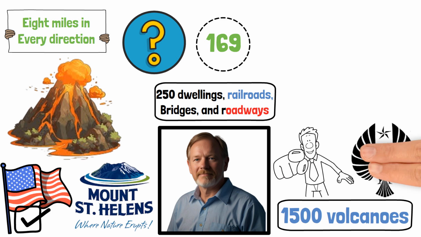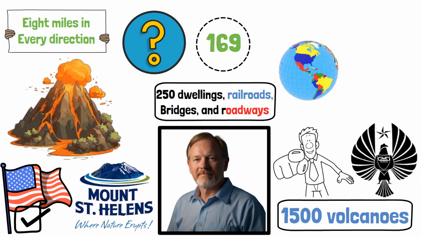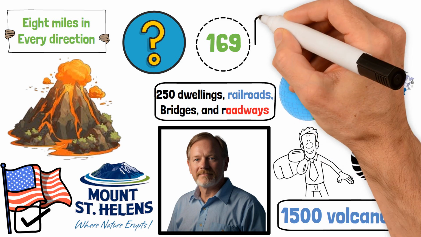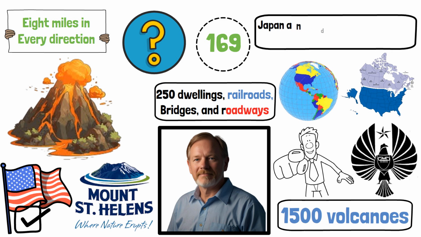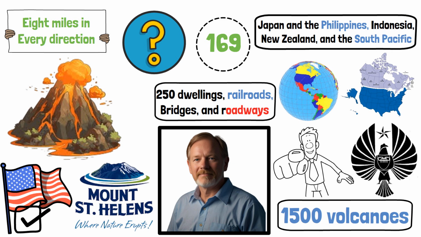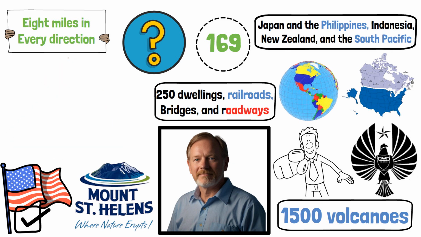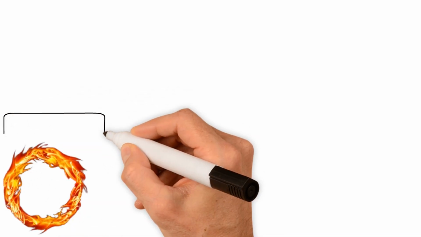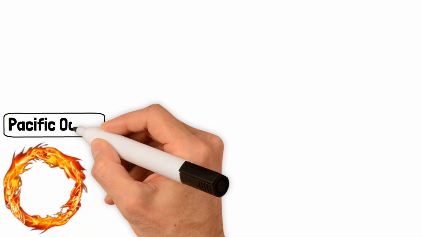The Pacific Rim is a region that extends from South and North America to the Aleutian Islands of Alaska, in addition to the islands of Japan and the Philippines, Indonesia, New Zealand, and the South Pacific. Along this region, there are a great number of volcanoes. It is commonly referred to as the Ring of Fire, and it is located in the Pacific Ocean.